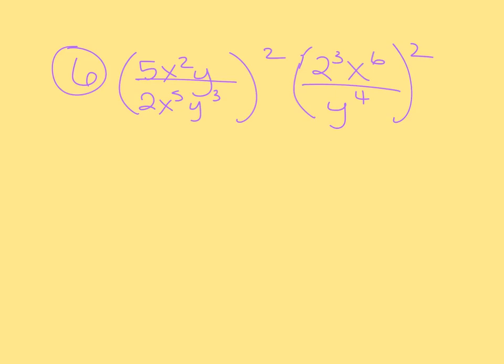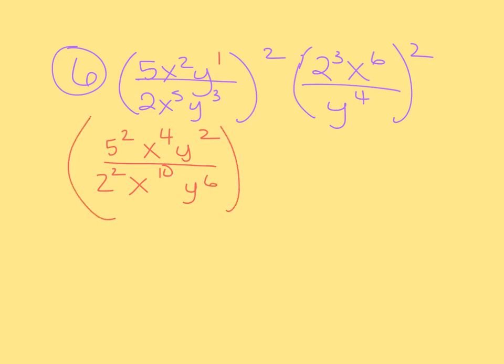So here we go. Let's start with the first parentheses and do the power to a power. So we've got 5 squared. We have x to the 4th. There's a 1 on the y, so y squared. On the bottom, my coefficient is 2, so 2 squared. X to the 10th, y to the 6th. So there's what I have first on that one, and we'll come back and do simplifying here in a minute.